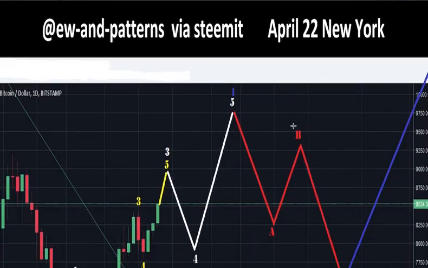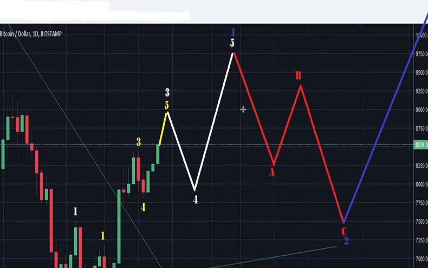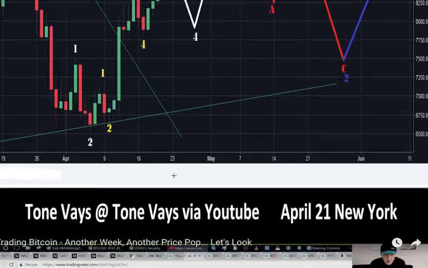Then we have EW in patterns where he sees us retracing down to about the 8,000 zone, and then we've already gone up to the section 9,000. Now he sees us in a down retrace to 8,000, and from there going up to 9,750. This red is longer term.